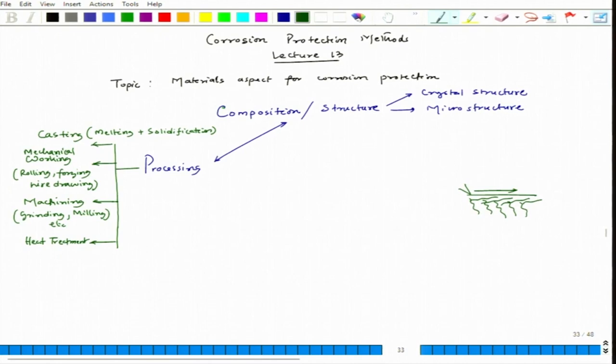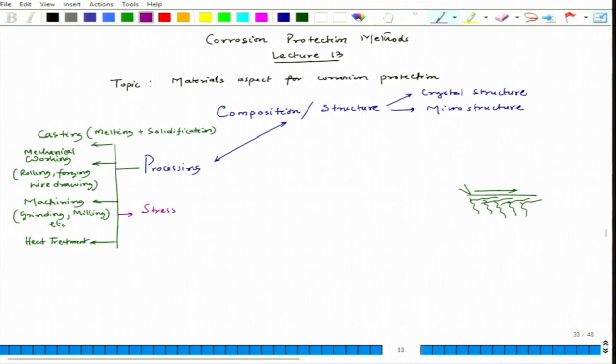Now, when we talk about all those factors, they can introduce something called stress. So, the stress can be internal. So it will be kind of a subset. So this can introduce stress.